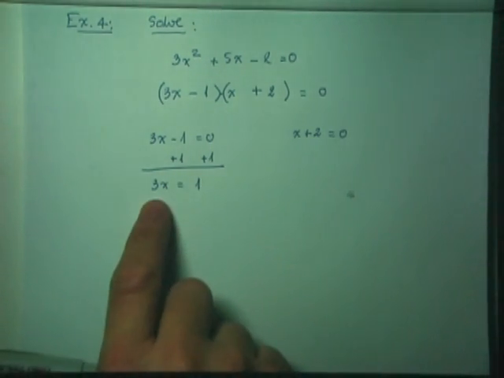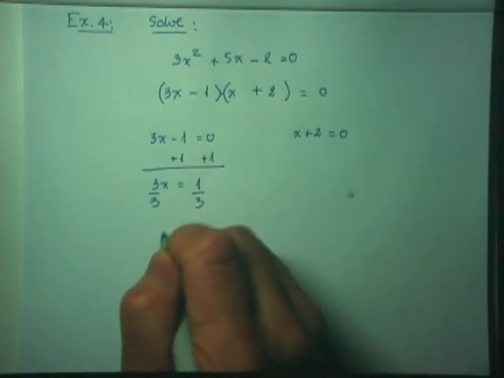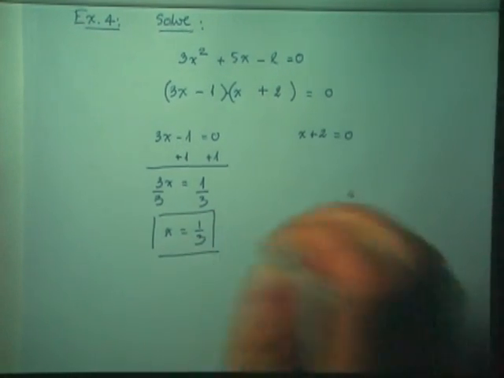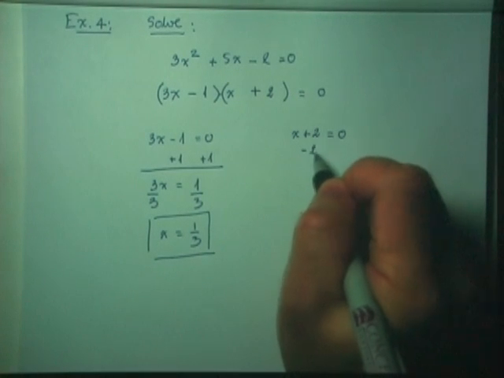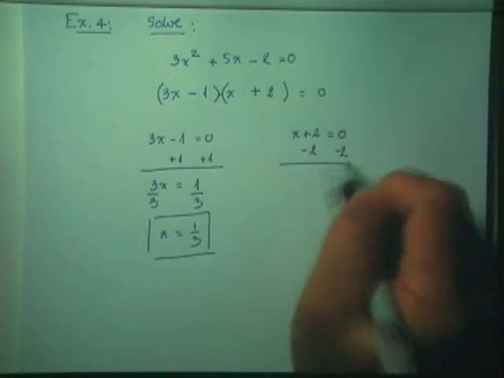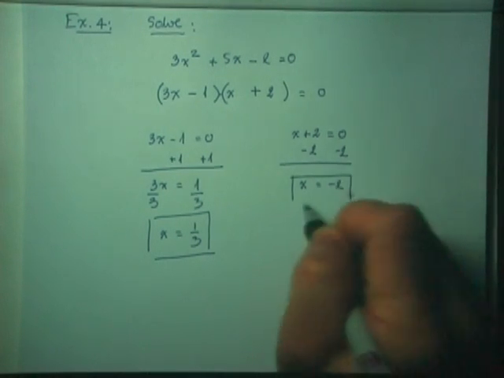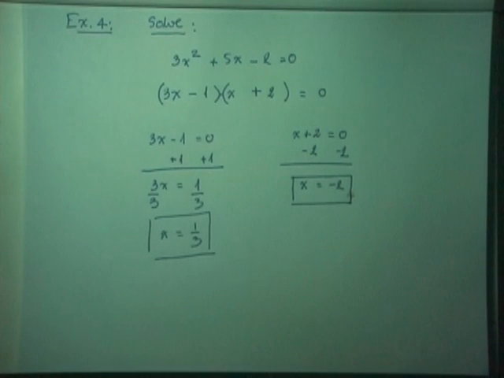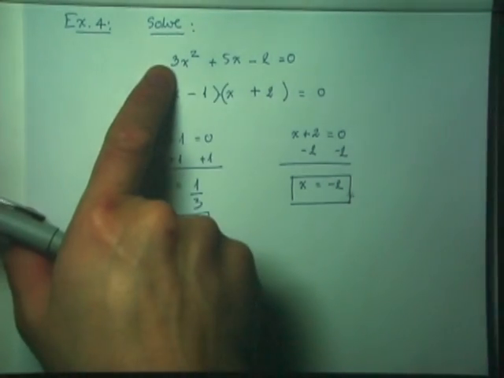And I'm not quite done with this one. I need to divide by 3 on both sides. That leaves me x equals 1/3. So there goes my first solution. Now for the other equation, I'm subtracting 2 from both sides. That leaves me x equals -2. Okay, and so that's how we handle solving a quadratic equation using factoring methods with an equation having a leading coefficient other than 1.